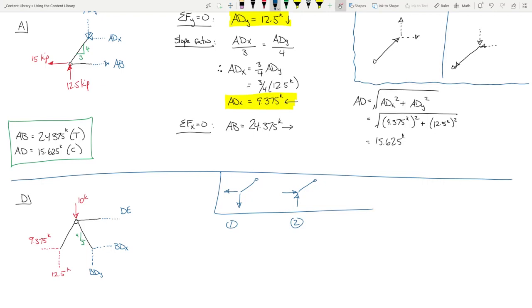Member AD is experiencing compression. The way compression works is you press one into this calculator, I'll press the other. So he's pressing this way, I'm pressing this way, right?